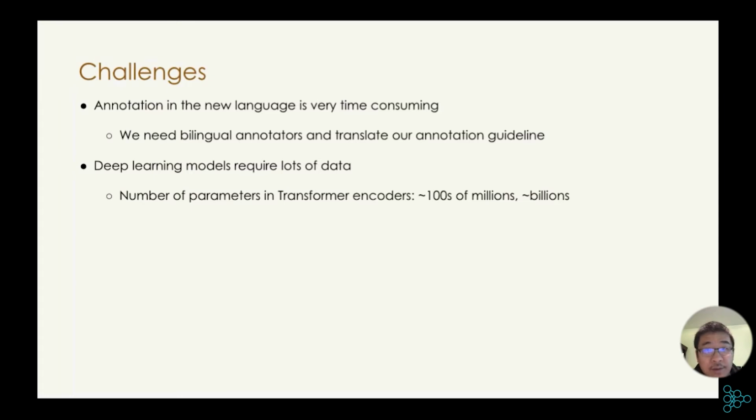The challenge is usually because building a knowledge graph requires a lot of human annotation, human labeling. So when we use deep learning to build connections between 2 entities, this requires a lot of training data. But the challenge is not every language has as much annotation data as English. And also annotation in a new language is very time consuming. So the idea is, how can we solve this problem?